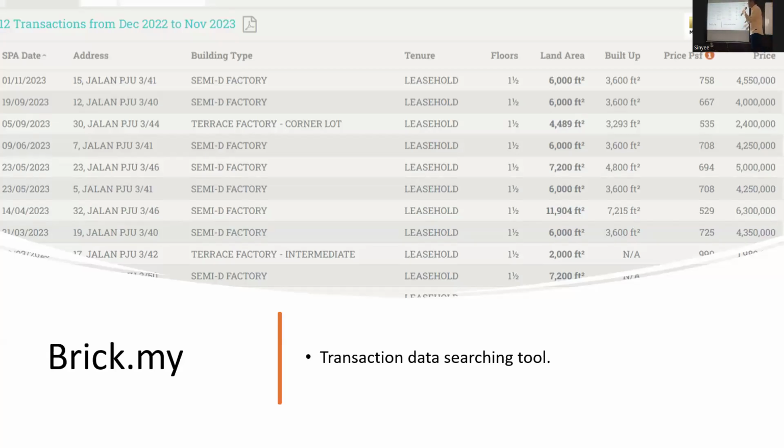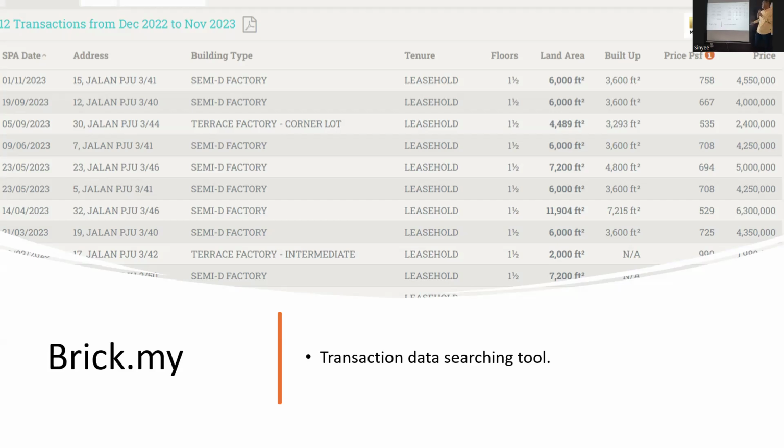So for example, this is bricks.my. For those of y'all who haven't really looked through this bricks system, bricks is basically a system where you can track the latest transactions in any area that you want. It's not really the latest, okay? For example, for this area, Sunway Damansara, December 2022 to November 2023. They are based on the stamping, their information and data stamping. Sometimes, if they haven't stamped, it will not be updated on the system as well. But at least you get certain information and data on the latest transactions.